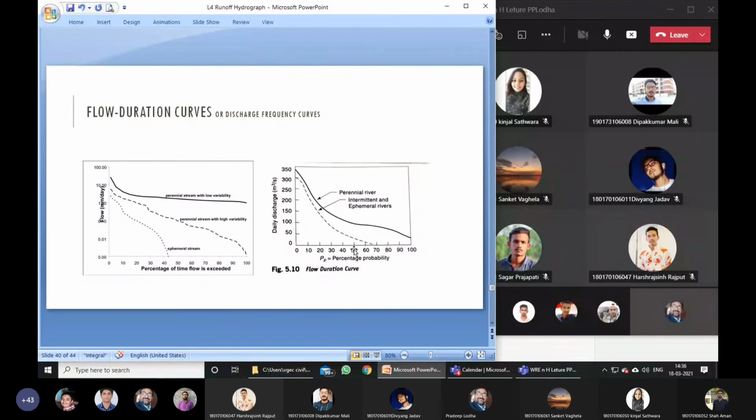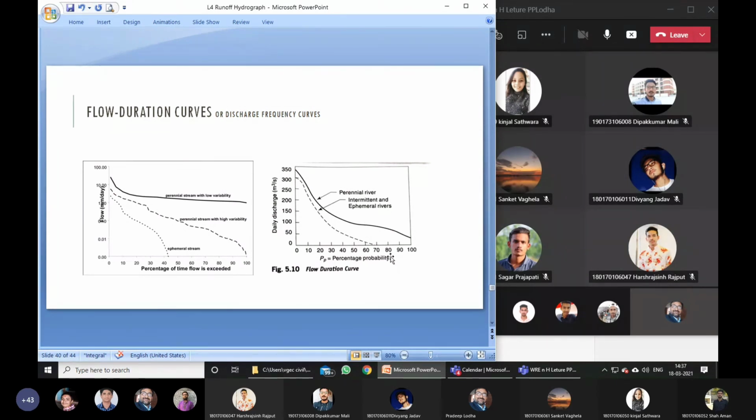So 50% of the time, meaning if you count 360 days in a year, then for 180 days or more the flow will be more than 100 cumec. This means being equaled or exceeded by that amount. So the flow duration curve gives us the probability of flow in a particular river being equaled or exceeded by that much time period or by that much value. So this is 50% probability, 50% of time.